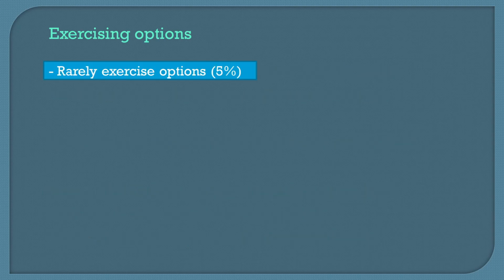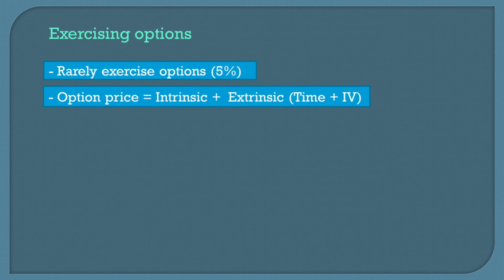But in general, people rarely exercise their options. I think maybe only 5% of all options get exercised, and they are normally exercised nearer to expiration. The reason for this is you are throwing away some value when you exercise an option early. Remember that the price of an option is made up of intrinsic and extrinsic value, and extrinsic value is made up of time value and implied volatility. When you exercise an option early, you are foregoing the remaining time value on your option.